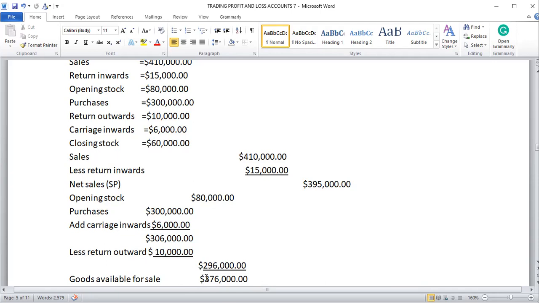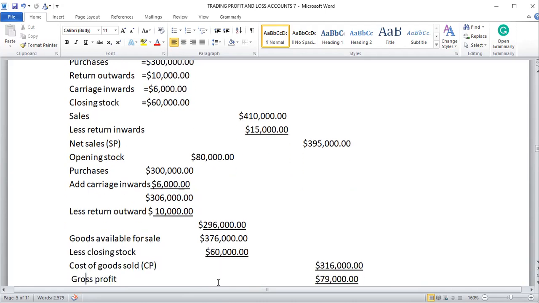We get goods available for sale, $376,000. Then we deduct our closing stock, $60,000. So we arrive finally at a cost of goods sold of $316,000. We take our sales of $395,000. We deduct our cost of goods sold of $316,000. Our gross profit is now $79,000.